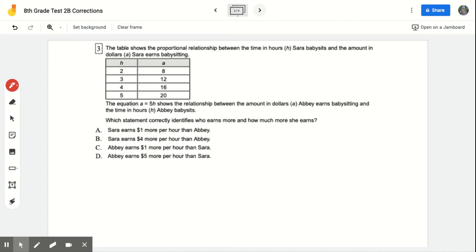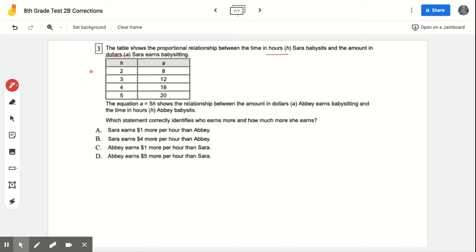All right, let's take a look at our second most missed question here. The table shows the proportional relationship between time in hours that Sarah babysits and the amount in dollars that she earns babysitting. So let's just try to figure out what they're actually showing here. So how much time she spends babysitting and how many dollars she makes is using A.